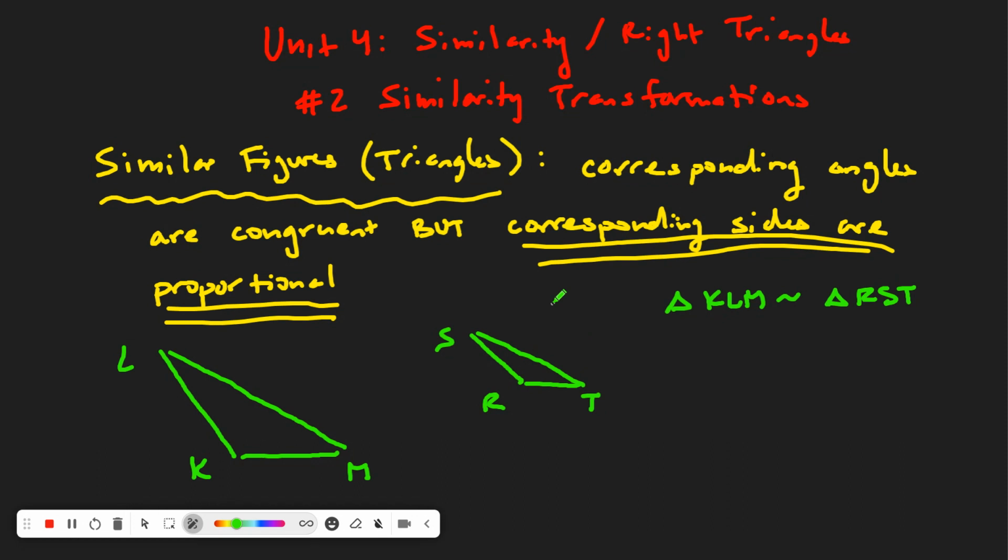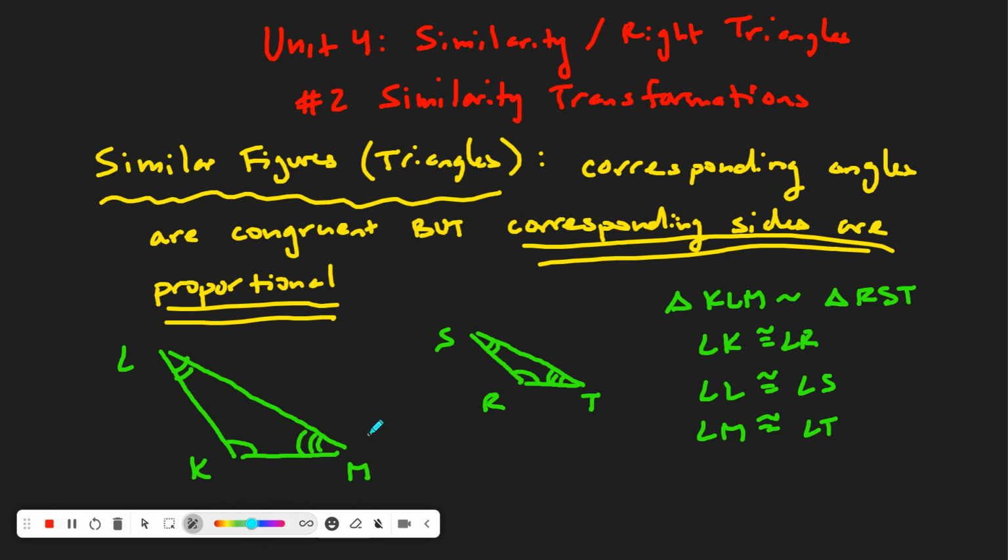So what this means is your corresponding angles are congruent. Angle K is congruent to angle R. Angle L is congruent to angle S. And then angle M is congruent to angle T. So there's your corresponding angles being congruent.